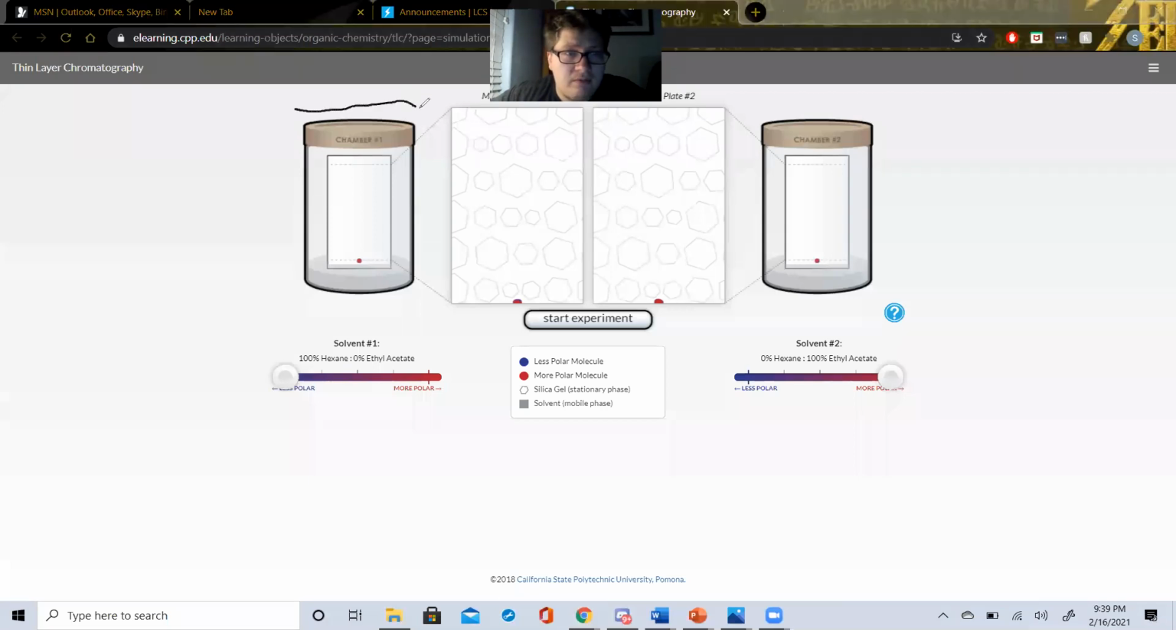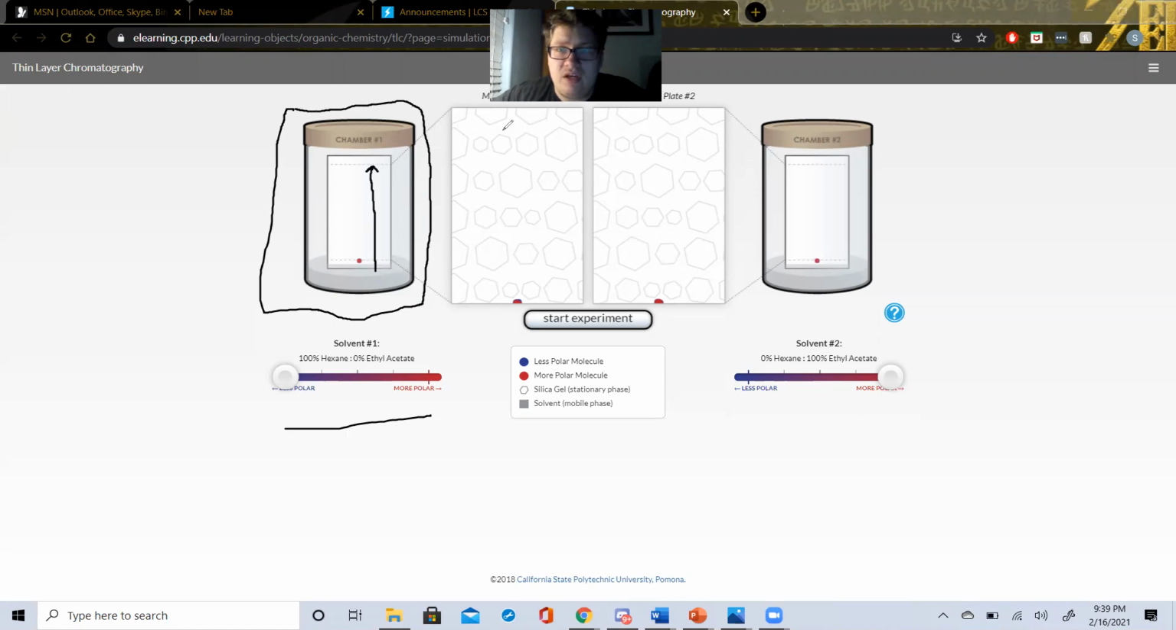We have 2 chambers here. Inside these chambers, I have some solvent, which is a liquid. The solvent is either going to be polar or nonpolar. The more hexane you have, the more nonpolar it is. The more ethyl acetate you have, the more polar it is. You can see that by this bar right here. What's going to happen is through diffusion, the ethyl acetate or hexane or whatever the mixture is will move up this plate and go all the way to the dotted line. Normally, you want to stop at the dotted line. I'll talk about why in a little bit if we don't.